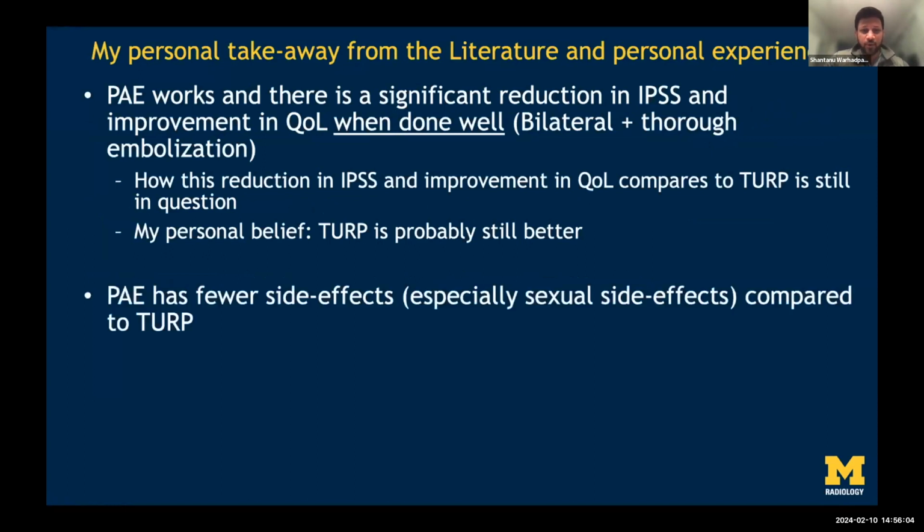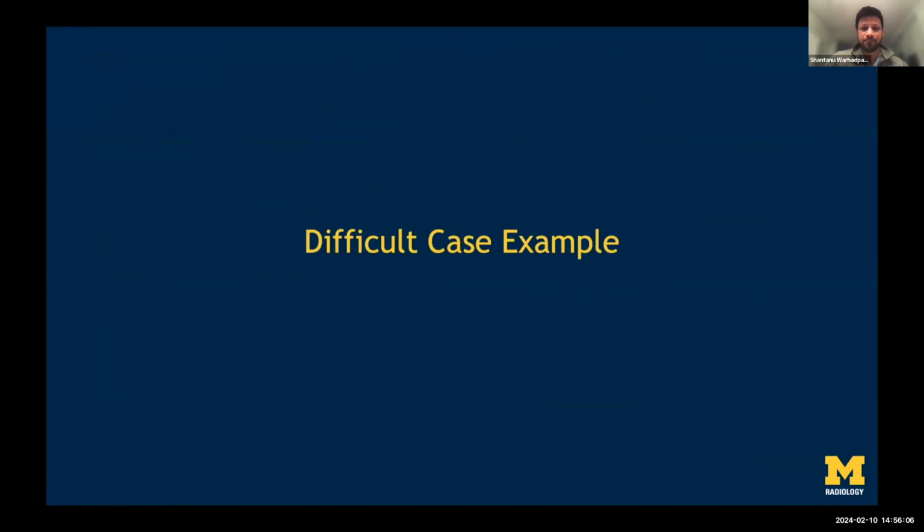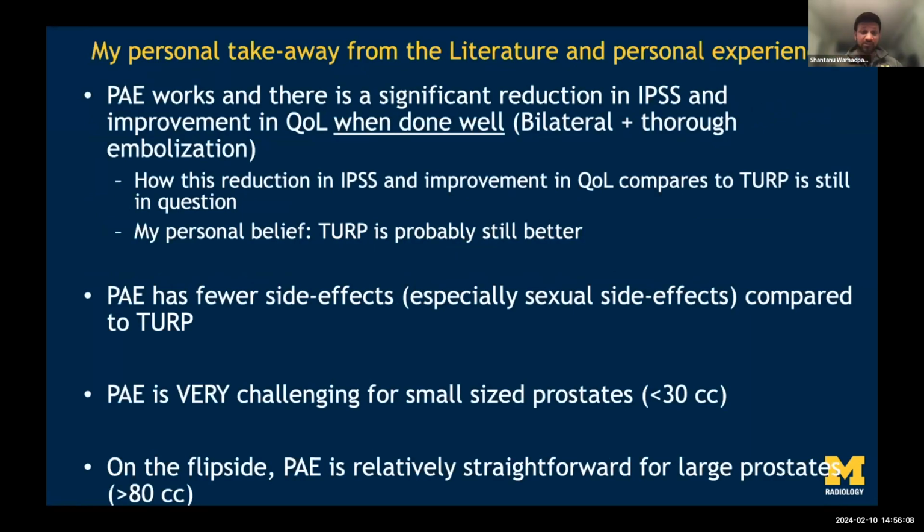So my personal takeaway is that PAE works. There is a significant reduction in IPSS and quality of life when done well. You got to do bilateral. I don't think unilateral works as well. It just doesn't. You got to do bilateral, and your embolization has to be thorough. I mean, you can't just be happy with one CCN and say that you're done. PAE is very hard for small, but it's really, really easy for large prostates.